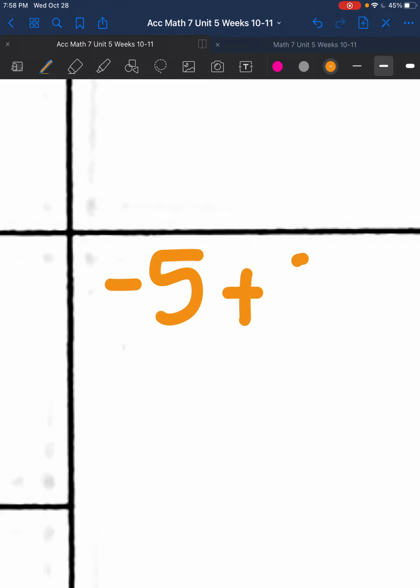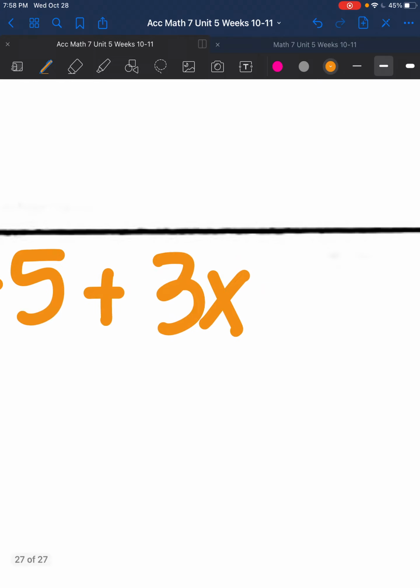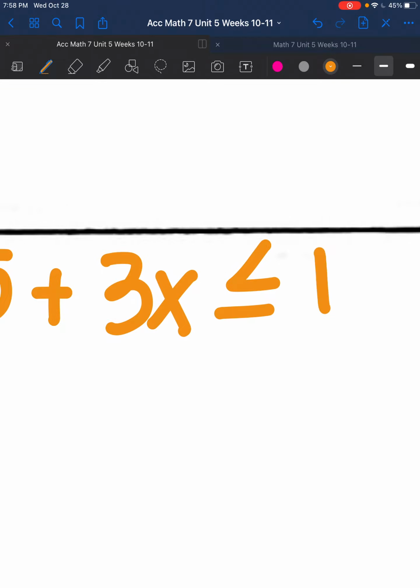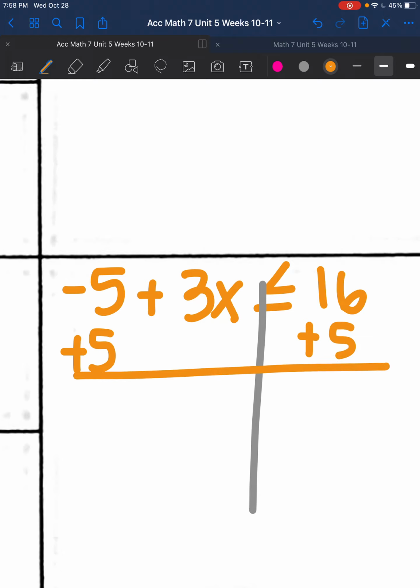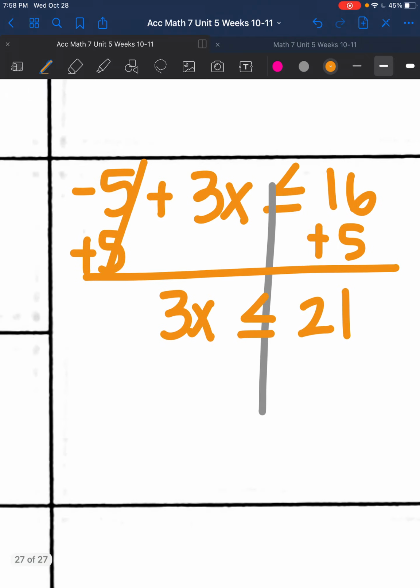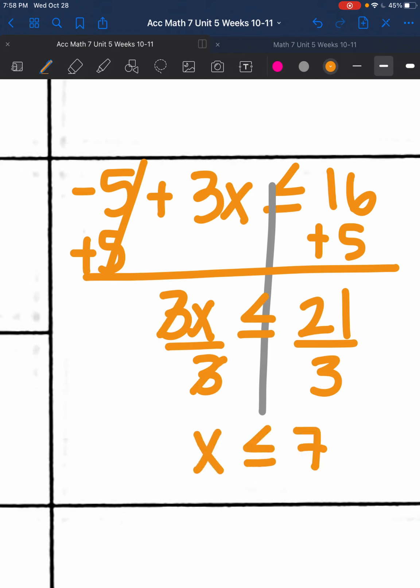So now we're going to solve this inequality. Negative 5 plus 3x is less than or equal to 16. So for me to solve this, I first want to add 5 to both sides. So we have 3x is less than or equal to 21. To get that x by itself, I'm going to divide by 3 on both sides. So x is less than or equal to 7. And that's my solution.